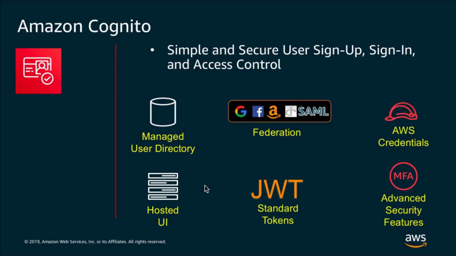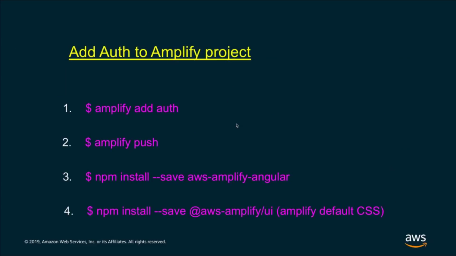So I'm going to switch back to my console and show how we configure our authentication in our newly created Angular application. The first thing we are going to do, of course, is amplify add auth. But if you remember in our previous step, we already did that. And then once you add the auth, we can do a push. And what the push is going to do, it's actually going to create a new Cognito user pool.